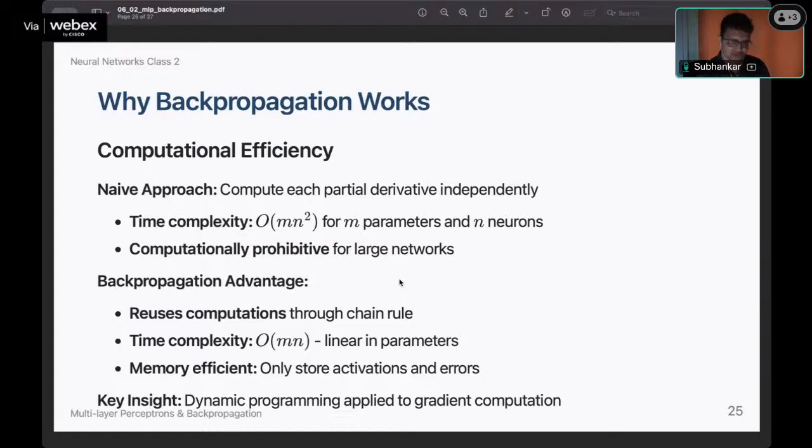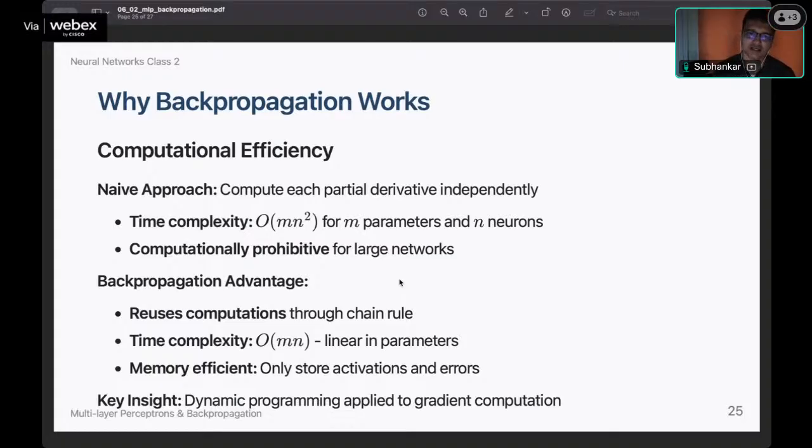Backpropagation definitely works, because we can naively compute which weights exactly are responsible. But if we compute each partial derivative independently, with m parameters and n neurons, we end up with time complexity of m n squared. We can have really large networks with multiple layers, each with many neurons.